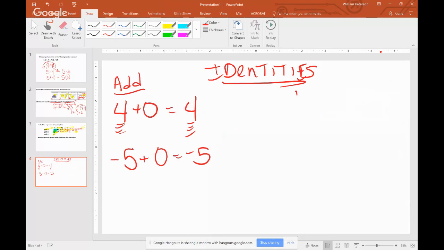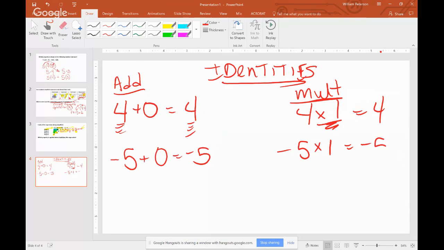And then you have the multiplying properties. I'll get to your question next about associative and commutative. Say I had 4 times 1, it doesn't change my number at all. -5 times 1 is -5. So multiplying by 1 is a multiplicative identity, and adding 0 is an additive identity.